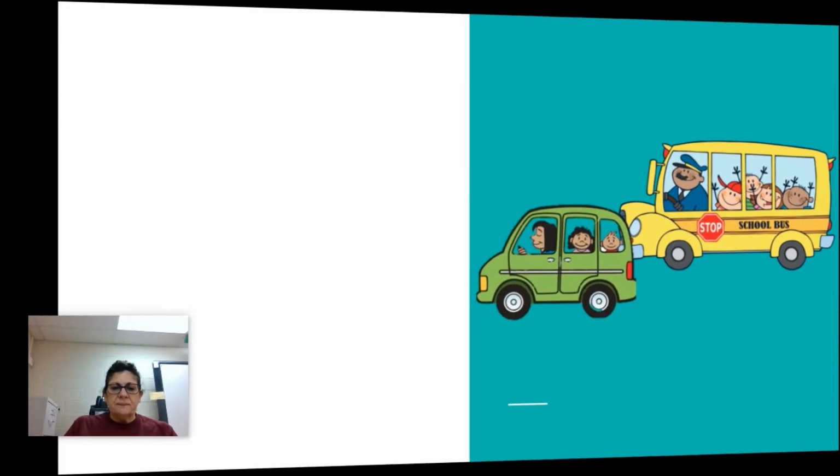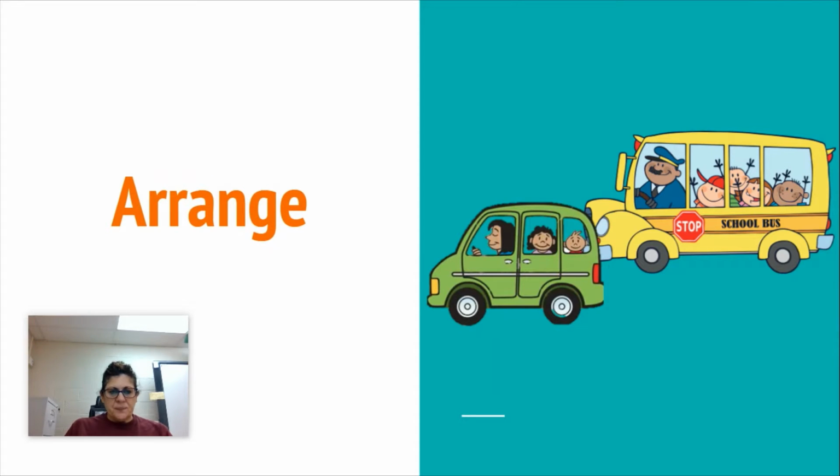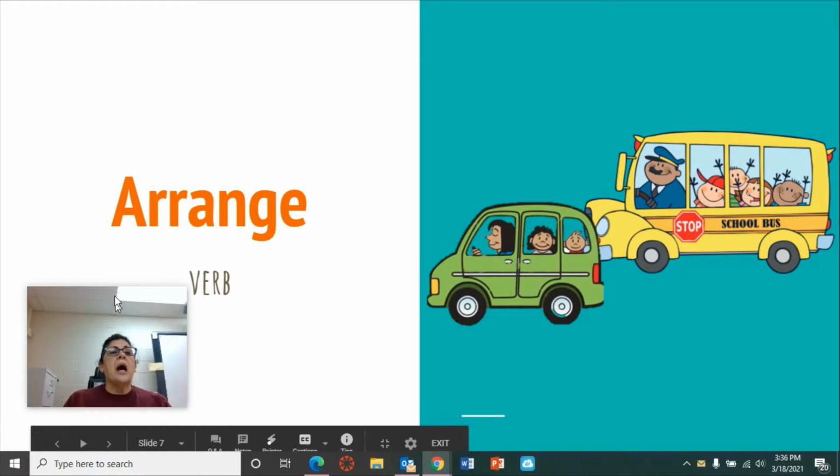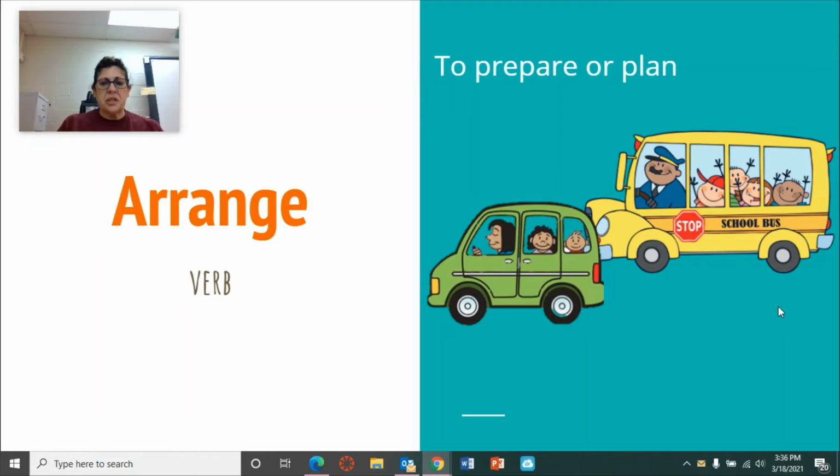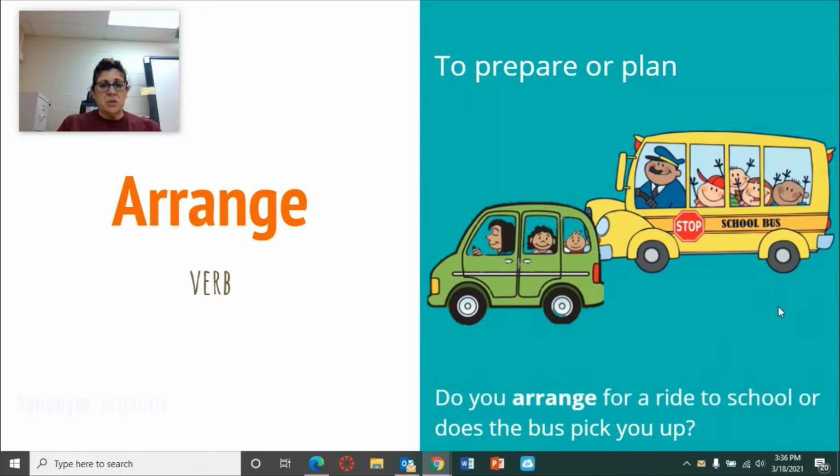First word: arrange. Let's pronounce this word together. Let's say arrange. Good. Let's do that one more time. Arrange. And arrange is a verb. To arrange something is to prepare or plan. Now remember that words have different meanings. This is one of the meanings for the word arrange: to prepare or plan.